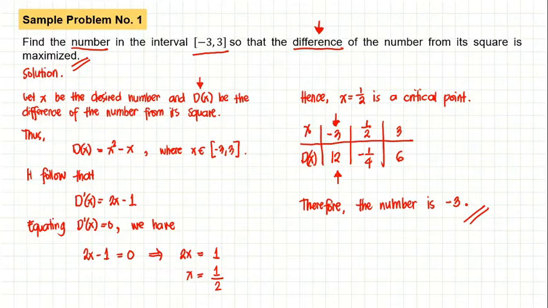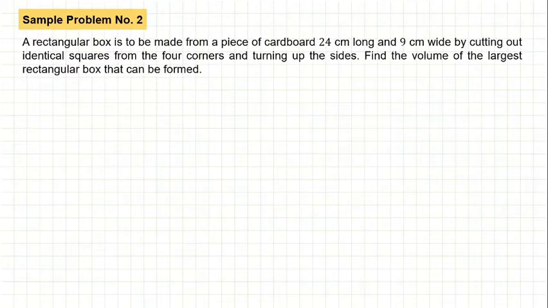Now let's proceed to the next problem. For the next problem, we have a rectangular box is to be made from a piece of cardboard 24 centimeter long and 9 centimeter wide by cutting out identical squares from the four corners and turning up the sides. Find the volume of the largest rectangular box that can be formed.